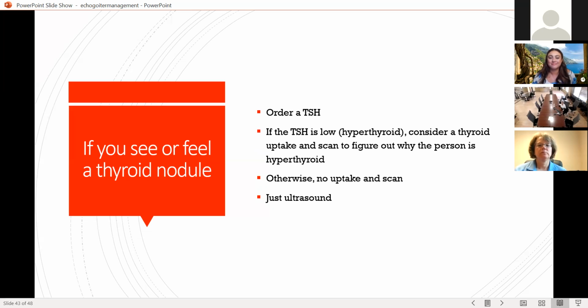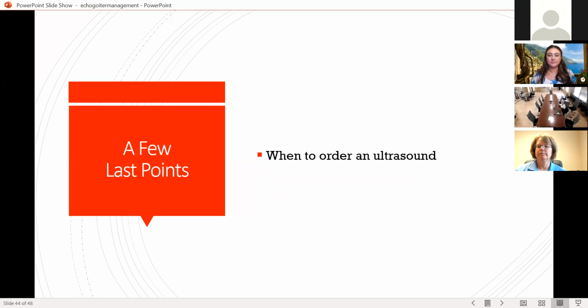Okay, so this is what I just said. If the TSH is low and they're hyperthyroid, you could consider the scan. But also remember, if you're feeling a nodule, you want to actually get a good picture of it to assess the characteristics of that nodule and compare it to those pictures from the American Thyroid Association. And if it looks like a scary nodule, it's still going to need a biopsy. Next slide. Okay, a couple of last points.